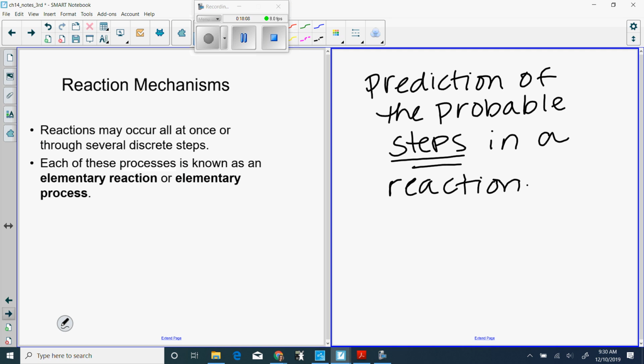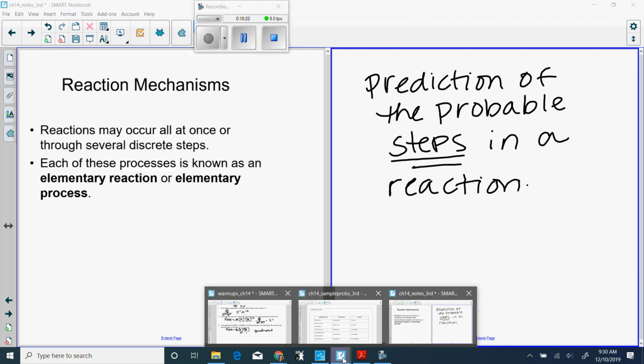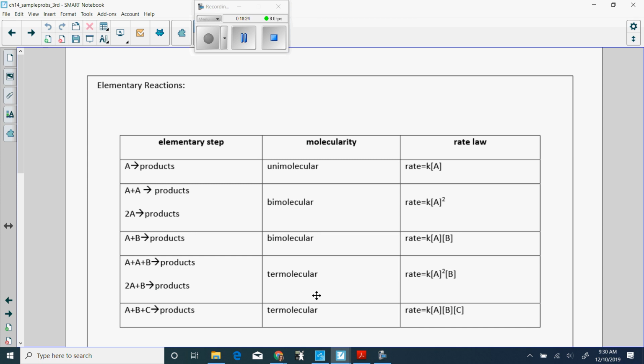I can guess what they are, but my eyeballs can only see the beginning and end. My eyeballs don't see all those in-between collisions. Okay? We're going to actually learn this in sample problems. So you're going to have to page all the way to the back, and it's the very last page, and it looks like this.